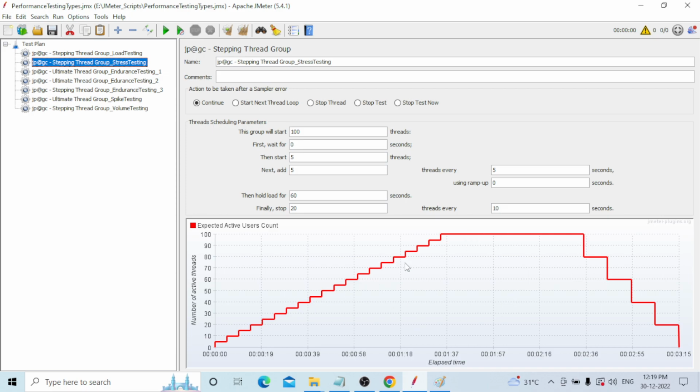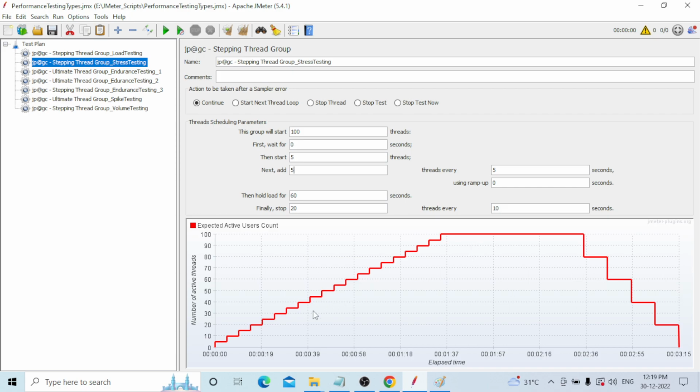In design terms, for just 100 threads there is no wait time. Start 5 threads, then add 5 threads every 5 seconds, with 0 ramp up. Ramp up is not required for stress testing; you need to start the test immediately. The whole load is just 60 seconds, 1 minute only. Finally, stop 20 users every 10 seconds, and that way the ramp down will happen. This is the way you achieve stress testing.